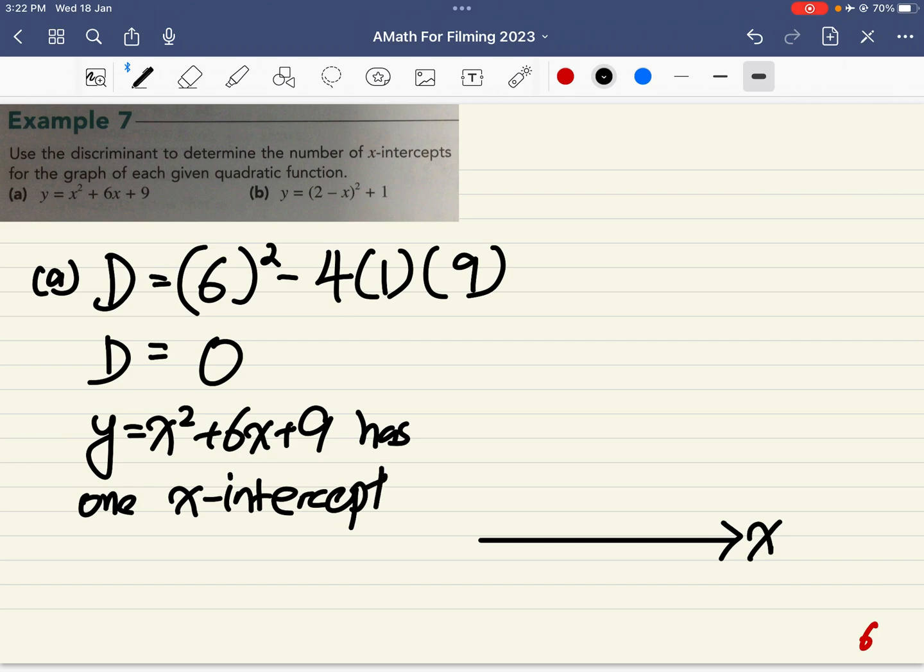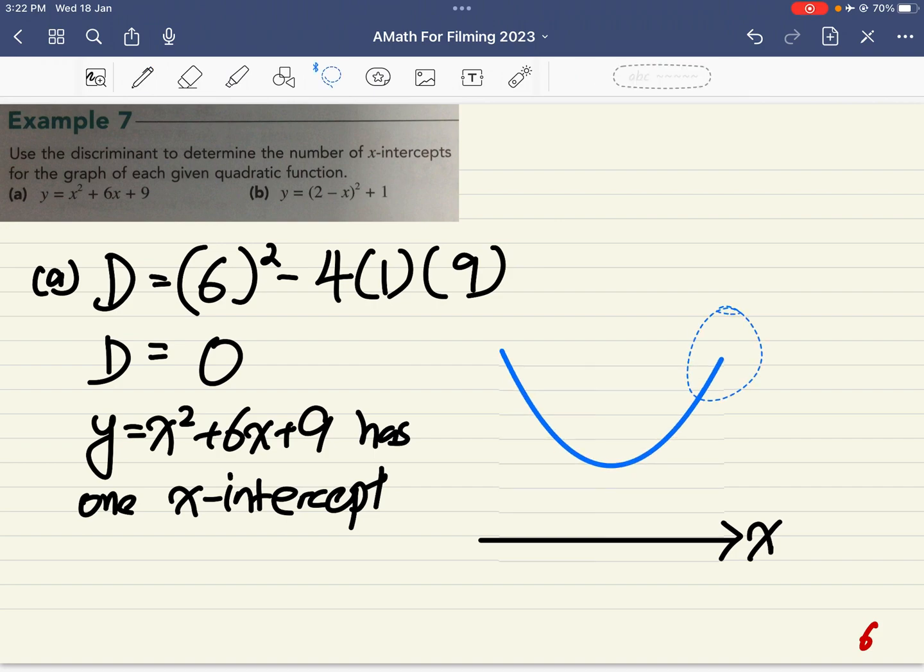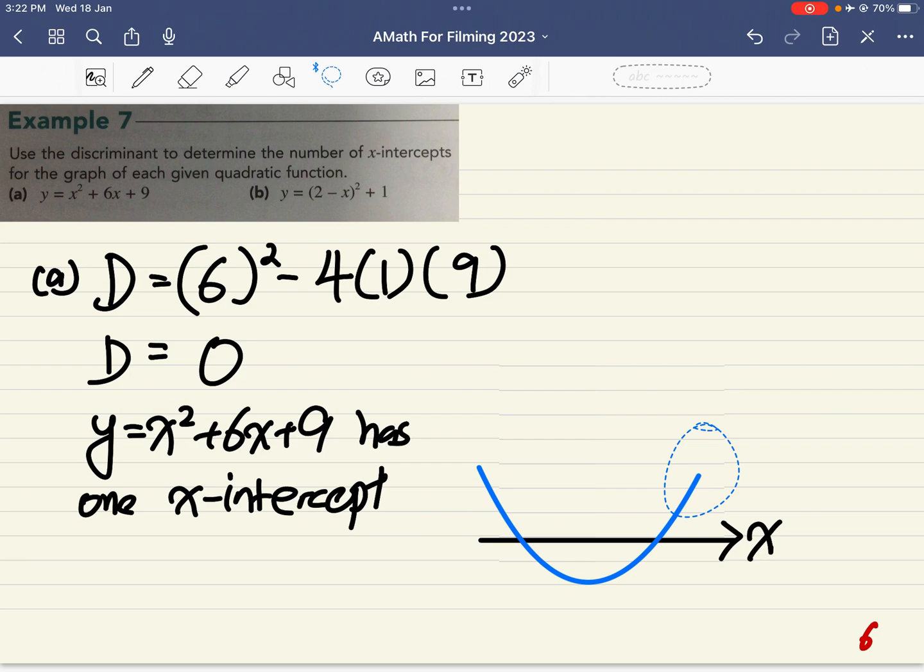If you were to sketch this graph, x squared is positive, so it's a smiley graph. And then if I sketch this, this will be a wrong sketch because this has two real and distinct roots. It will only touch at one point, so the sketch of the graph will be like this. It will only touch at one single point.